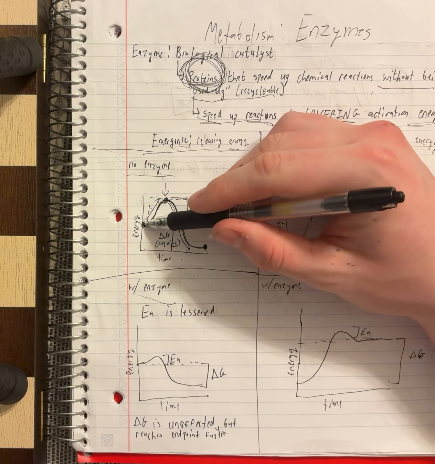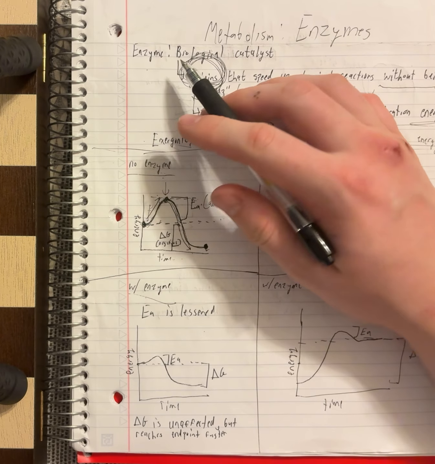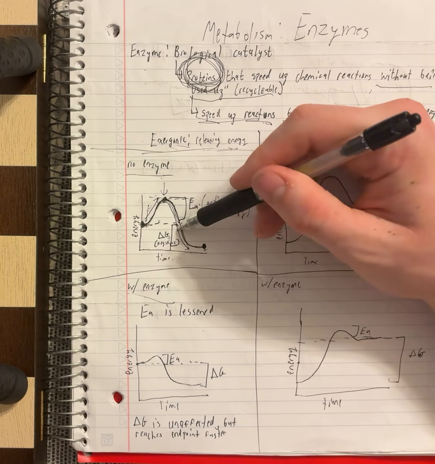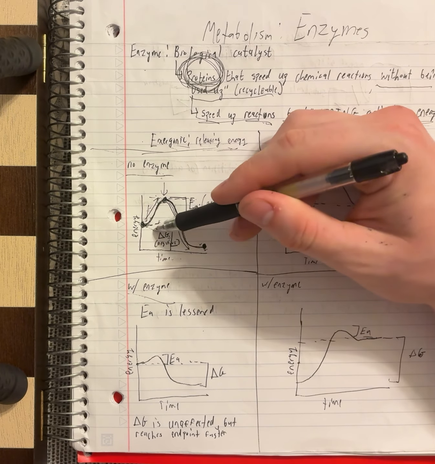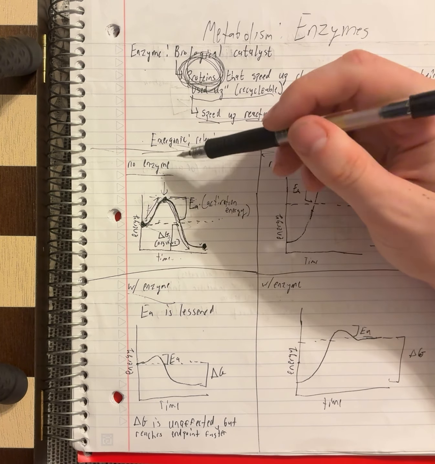So the difference between the end point and the start point on any graph you see like this, that's your Gibbs free energy. That's just delta G. In this case, it's negative because it goes down. My end point is lower than my start point. So that's exergonic. Over here we have endergonic, which is going to be the opposite.